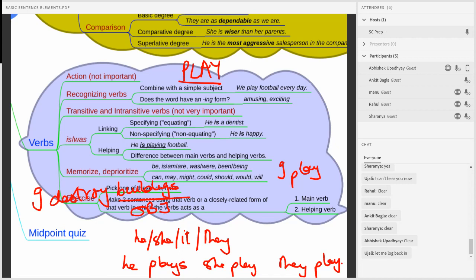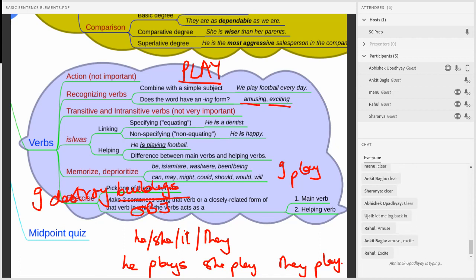All right. Another way to check whether a word is capable of acting as a verb is to check whether it has an ing form. If the word has an ing form, that means it's most likely capable of acting as a verb. Now, let's take some examples. We've got two examples over here, amusing and exciting. What are the base forms from which I have derived these forms? Amuse and excite. Absolutely.